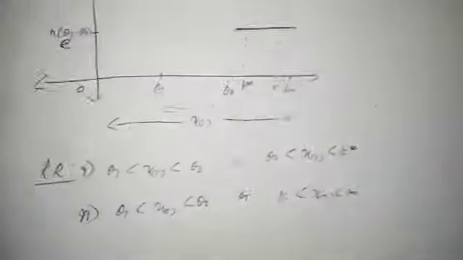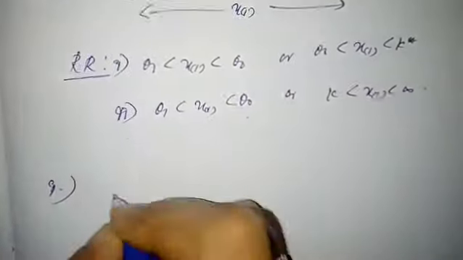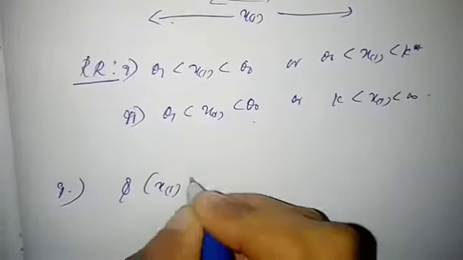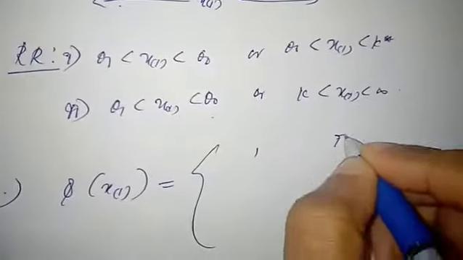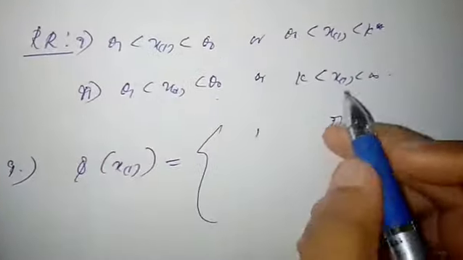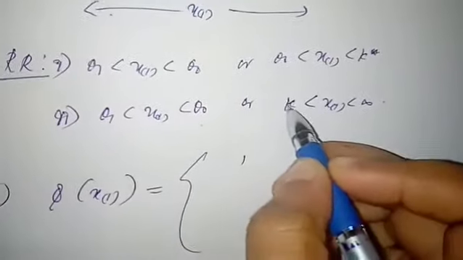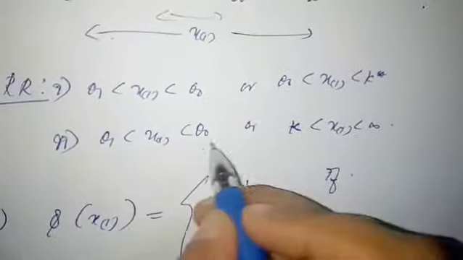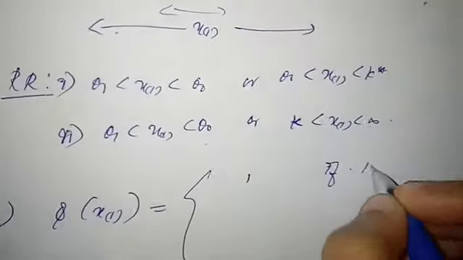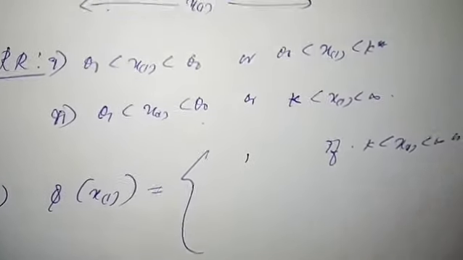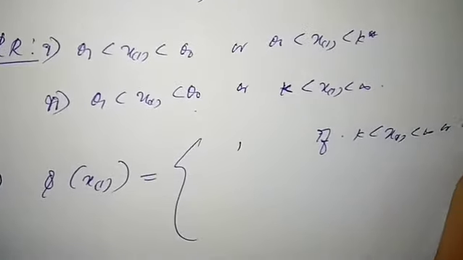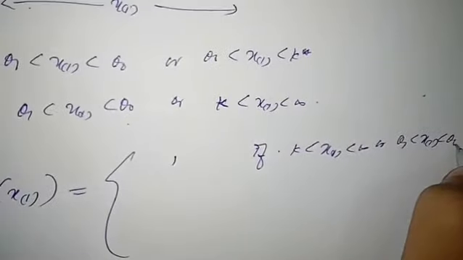Here also we got two test functions. The first one is φ of x1, which is 1 if we take the first rejection region as k < x1 < infinity, or θ1 < x1 < θ0.